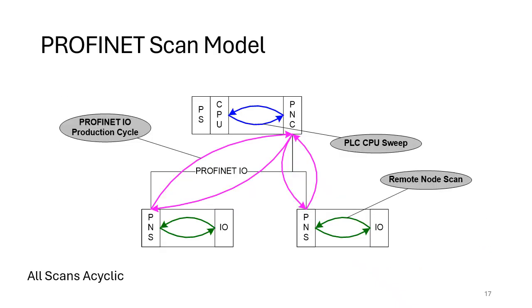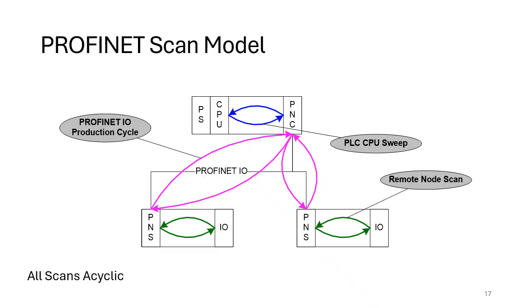So finally, the thing to bear in mind with PROFINET is that there are potentially multiple scans in your application, and all of these scans are acyclic. That means they're not necessarily synchronized with each other, they're all operating independently. So you might configure a PROFINET IO scan of say 16 milliseconds, but that doesn't necessarily mean that your IO is going to update every 16 milliseconds. So you have to consider your PLC CPU sweep.